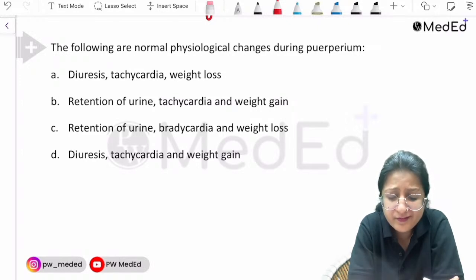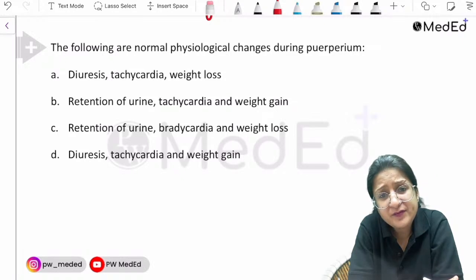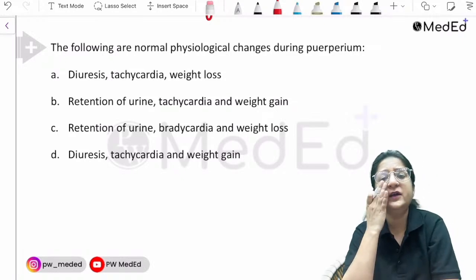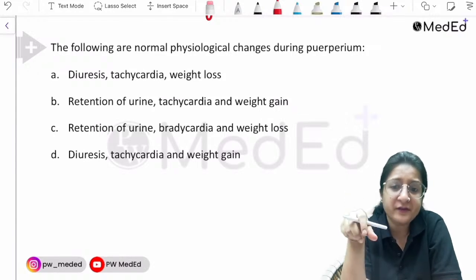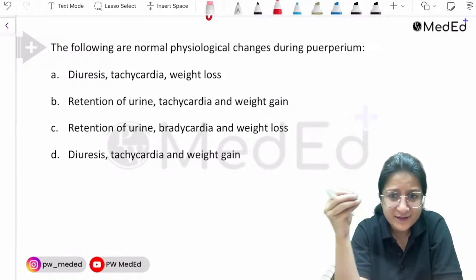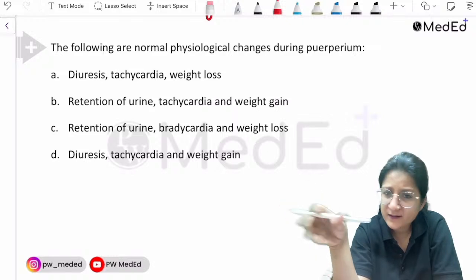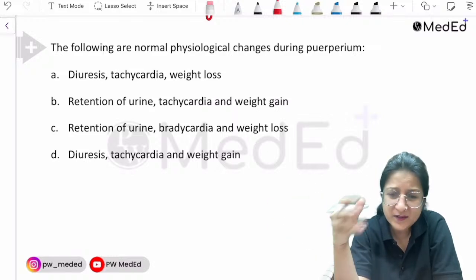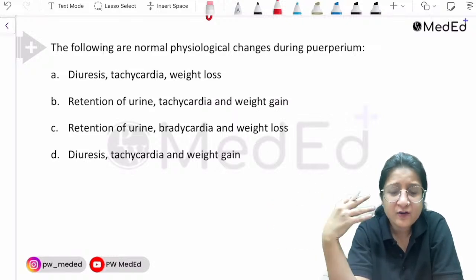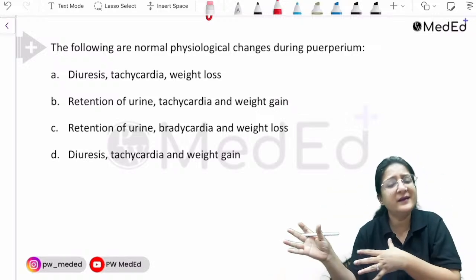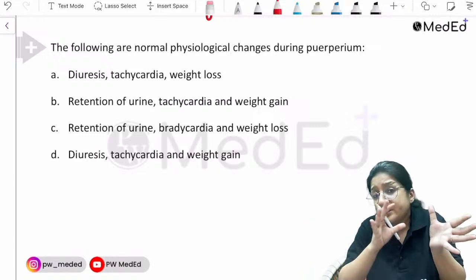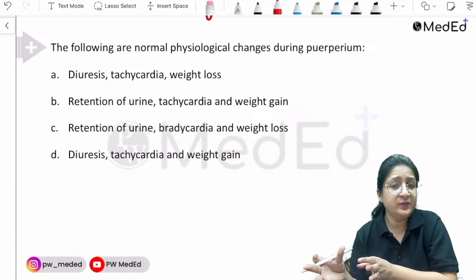why would there be weight gain? Why would there be weight gain during puerperium? In fact, during puerperium the woman will lose weight. She has delivered, the baby weight is out, the amniotic fluid weight is out, the placenta weight is out, and all that water retention that had happened will also be relieved. So the woman loses weight during the puerperium period.